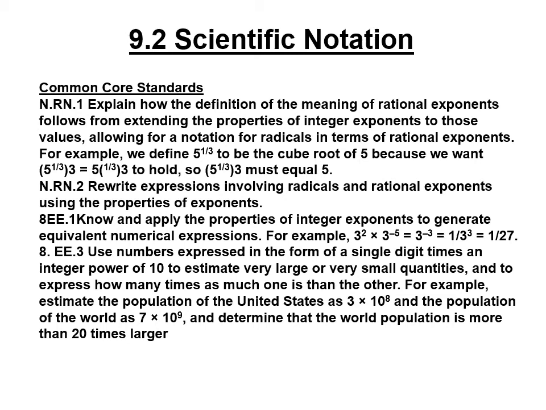All right, so welcome to 9.2, scientific notation. Scientific notation is a way to write really big numbers, like the size of asteroids, or really small numbers, like the size of atoms or bacteria, in a way that you don't have to write lots and lots of zeros.